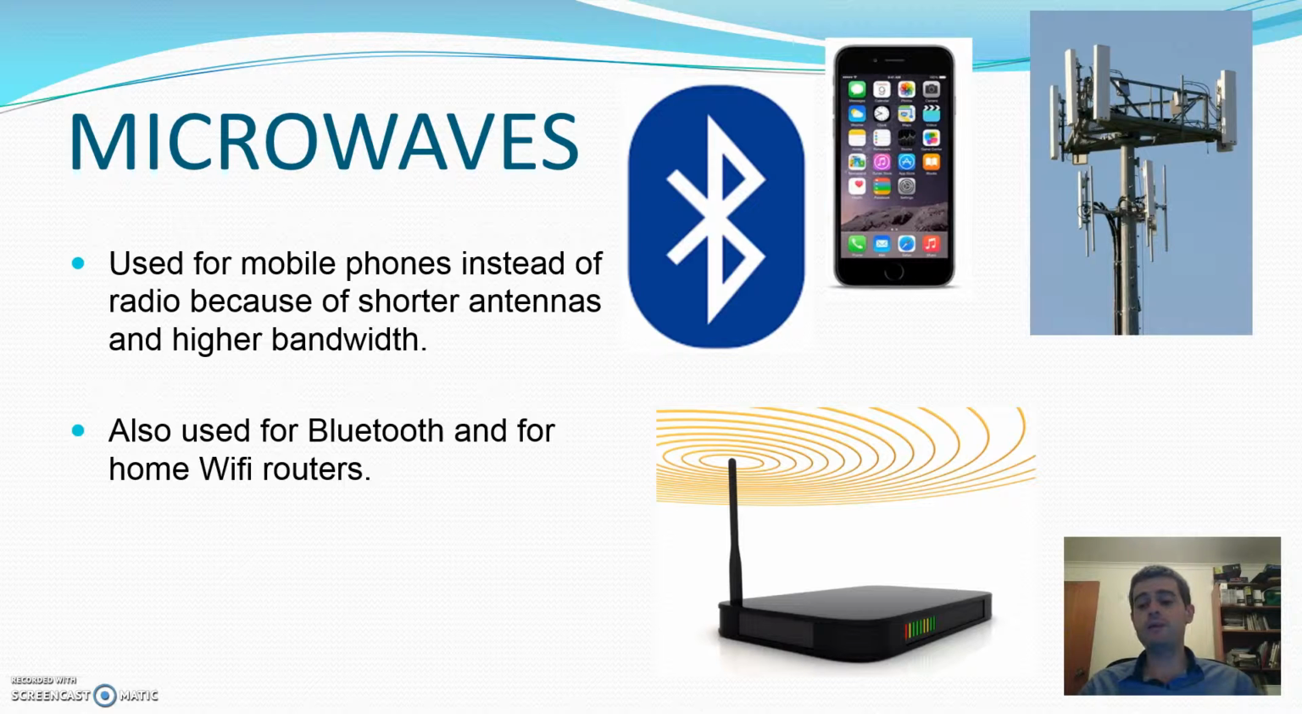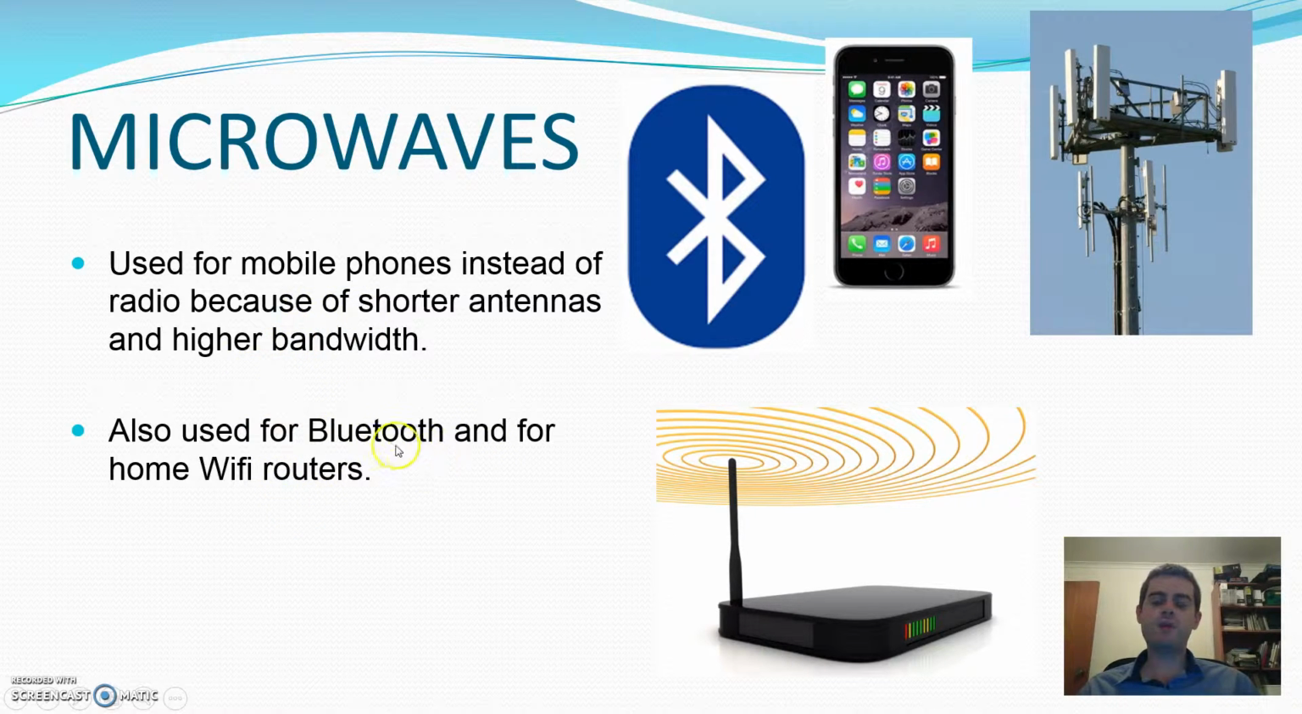And then the second reason we use microwaves for mobile phones is they have a higher bandwidth, which basically means you can put more information into a microwave signal than you can into a radio signal. Radio signals can't carry as much information, so if you want to download a file over the internet using your mobile phone, it's going to take a lot longer if you use radio waves because the data just doesn't transmit as fast.